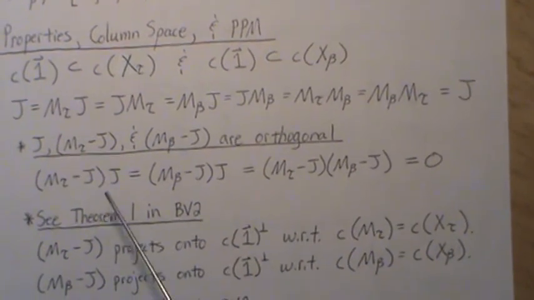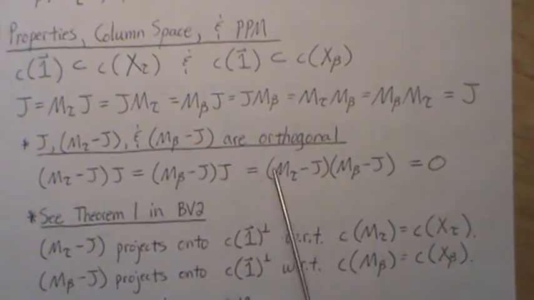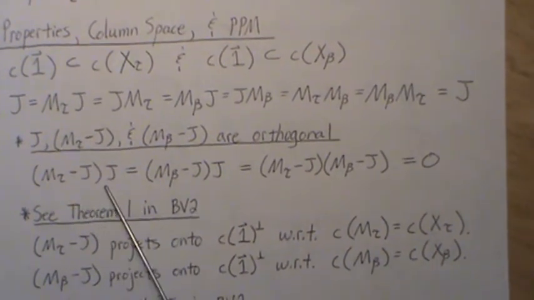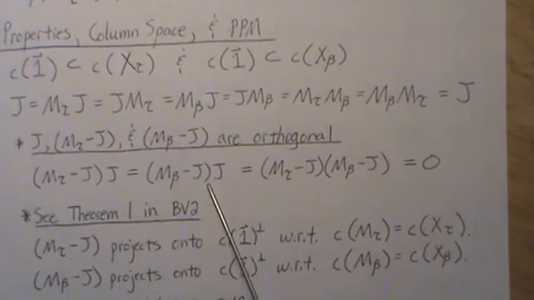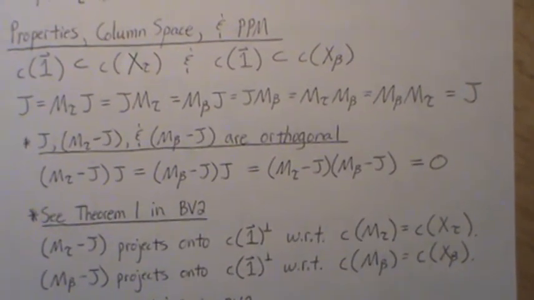Now, these matrices are perpendicular to each other, or orthogonal. That means the pairwise products of these are all 0. And again, this is proven in the background videos.